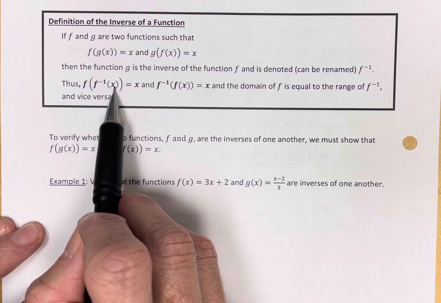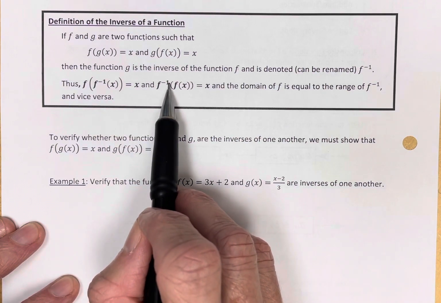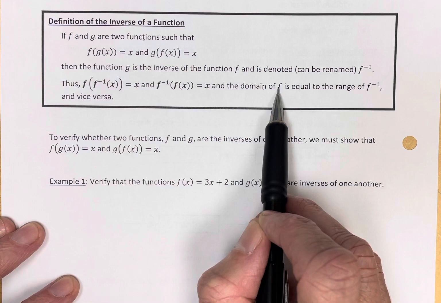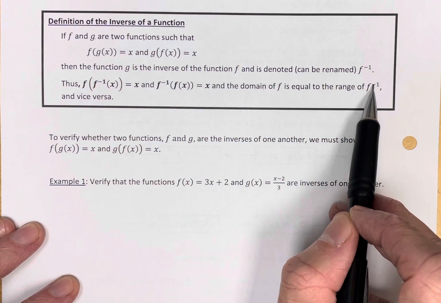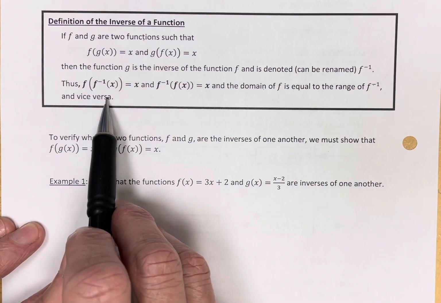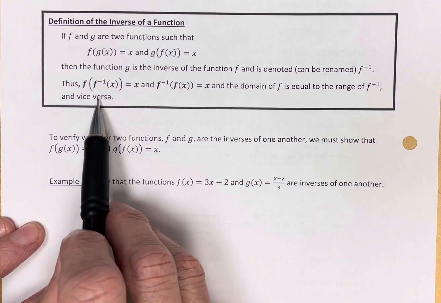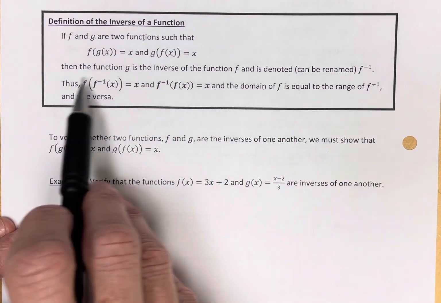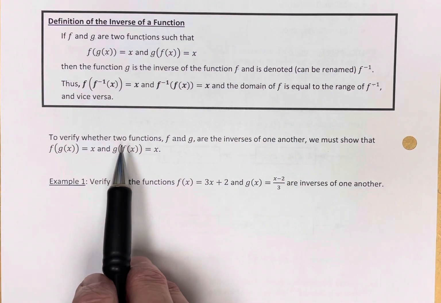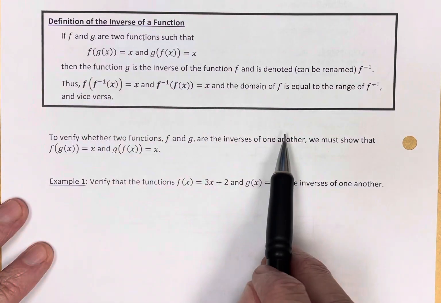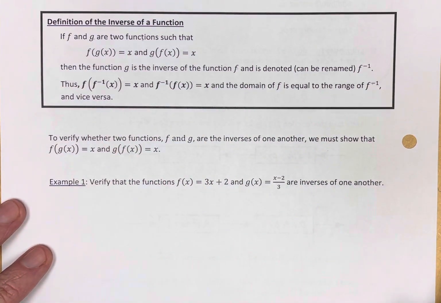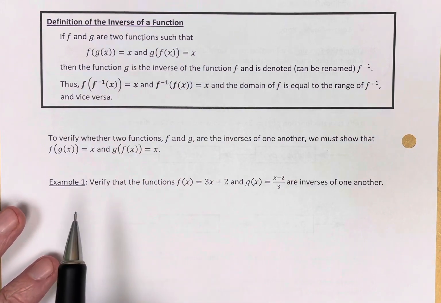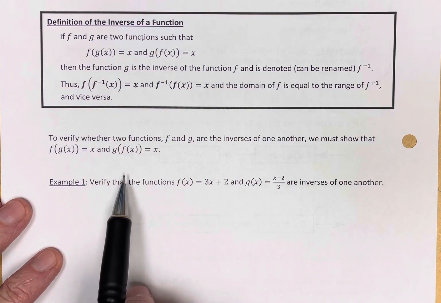In other words, f of f inverse of x equals x and f inverse of f of x equals x. The domain of f is equal to the range of f inverse and vice versa: the range of f is equal to the domain of f inverse. We'll see that at some points later on. So we have the definition, both in words and in math speak. Let's verify whether two functions are inverses of one another.